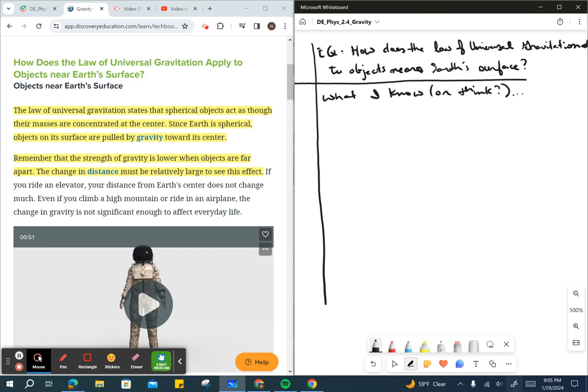Go ahead and hit pause. Tell me what you know or think. All right, hopefully you wrote down something that you know or think. Roman number 1, objects near Earth's surface.